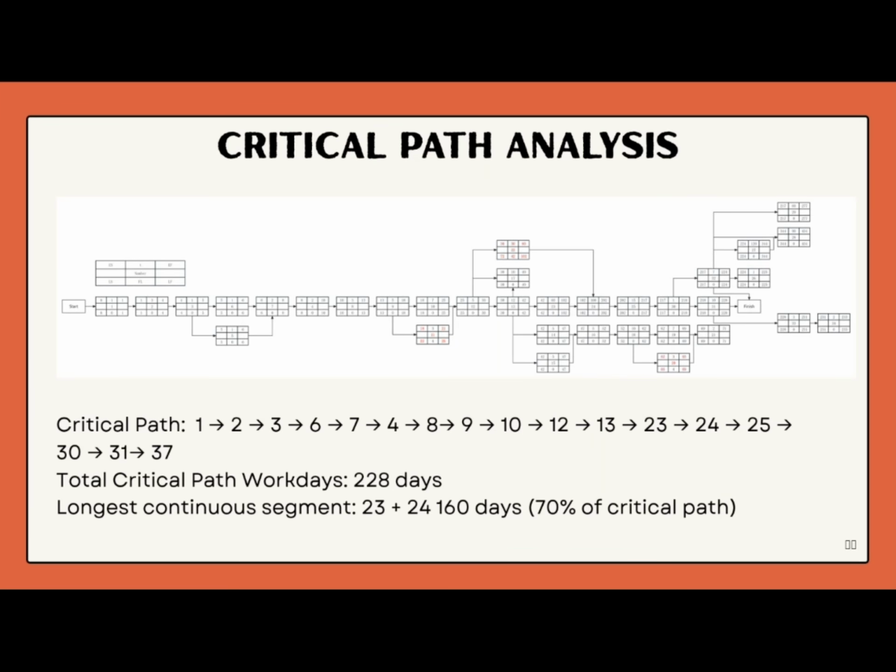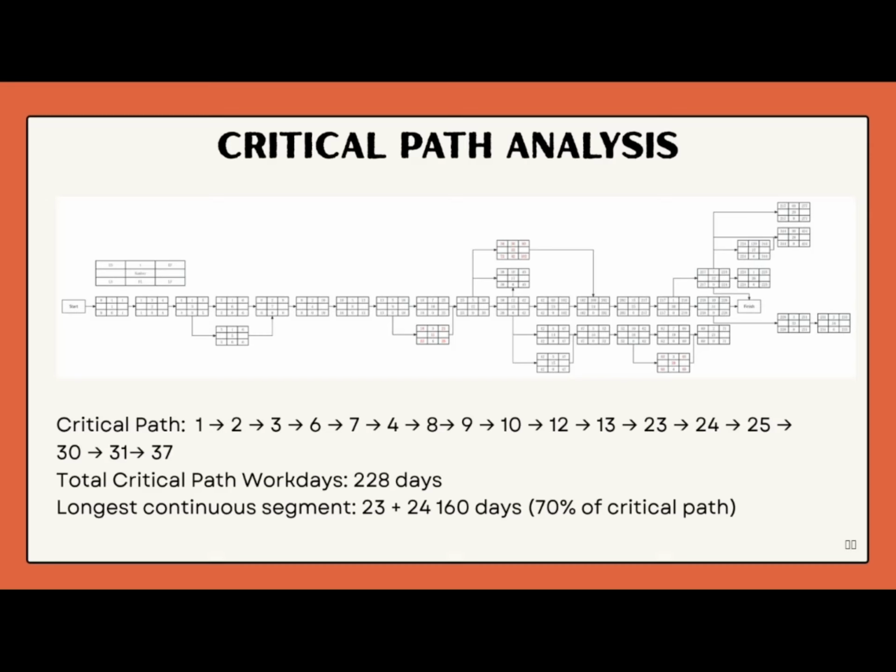Critical path: after full forward and backward pass calculation, we identified the single driving critical path with zero total float: 1, 2, 3, 6, 7, 4, 8, 9, 10, 12, 13, 23, 24, 25, 30, 31, and 37. It contains 228 pure work days.